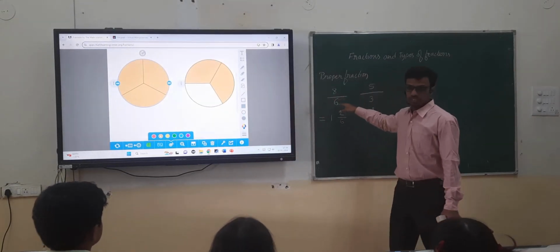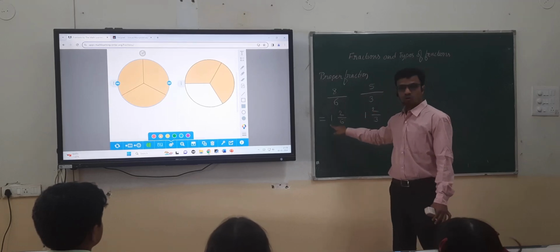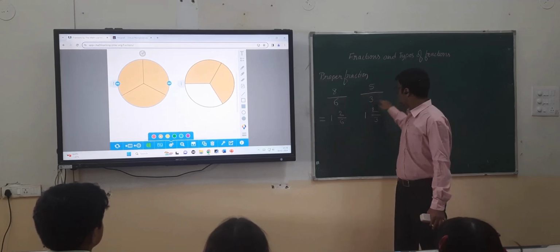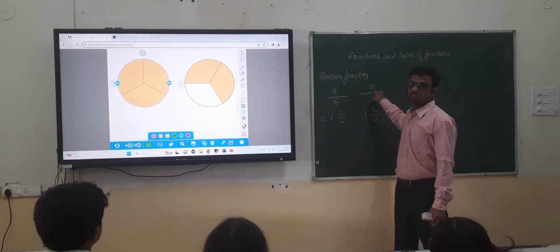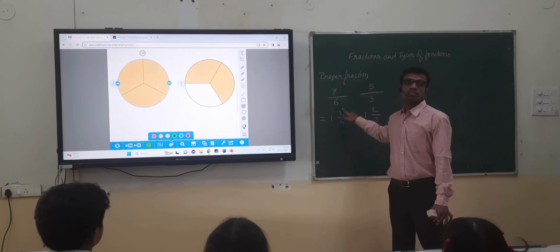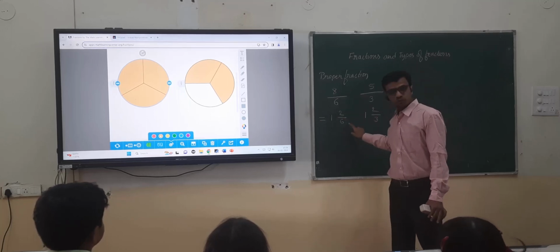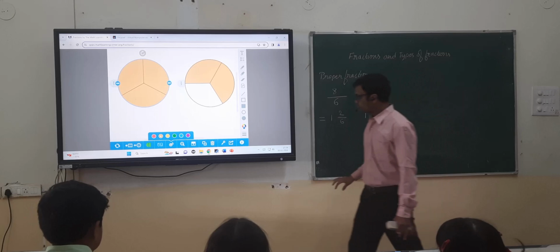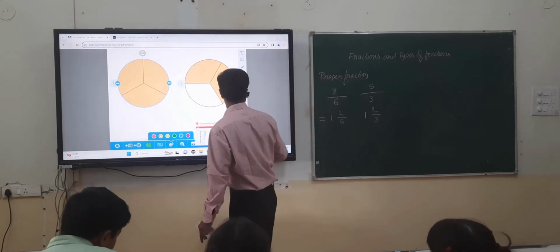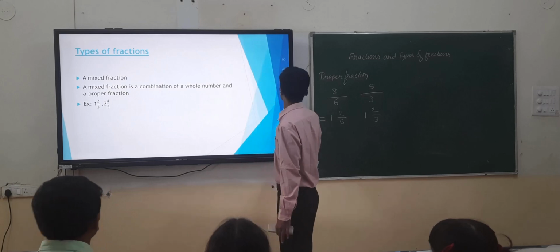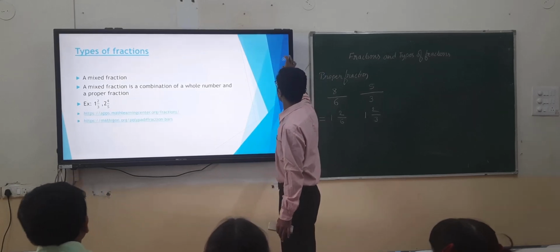Here it is. 8 by 6 means 1 whole, 2 by 6. And this is 1, 2 by 3. That only we'll call this one as 5 by 3, an improper fraction. 8 by 6 as what? Improper fraction of 1, 2 by 6. So this is all about what types of fractions we have learned so far. Okay. So next is that.